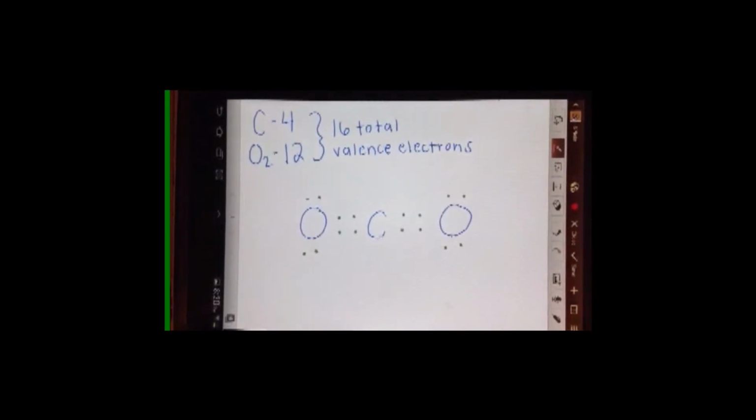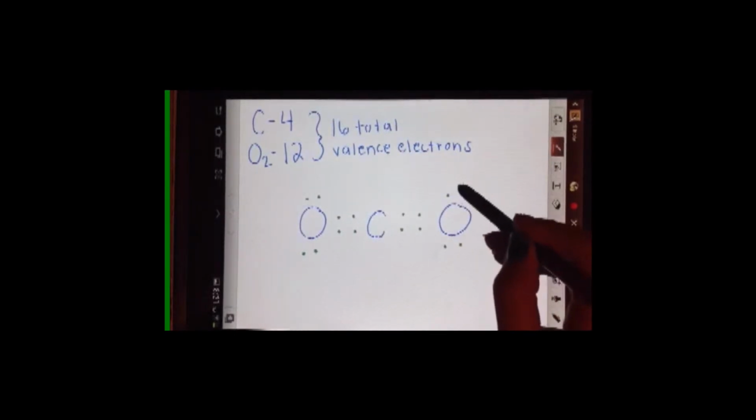To make sure the structure is correct, circle the element's 8 valence electrons.